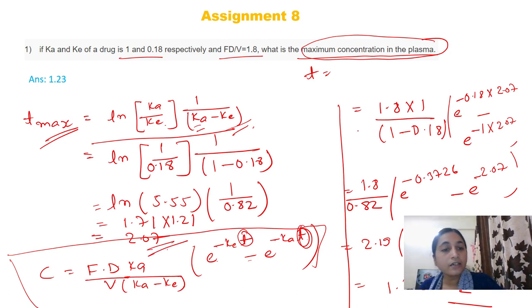After that, to calculate the maximum concentration in plasma, we take this formula and put the values in it, and then you will get 1.2324.